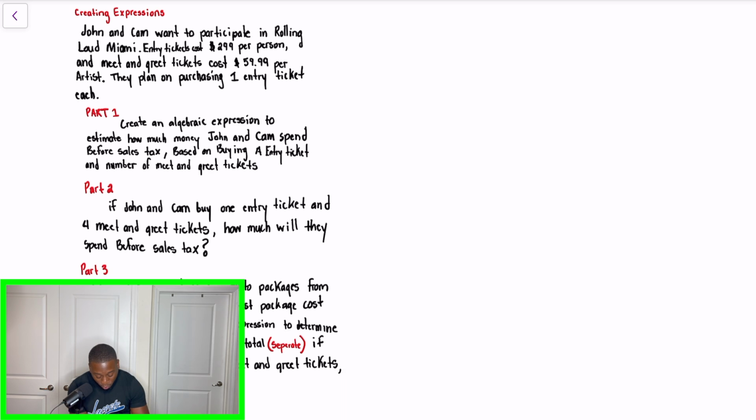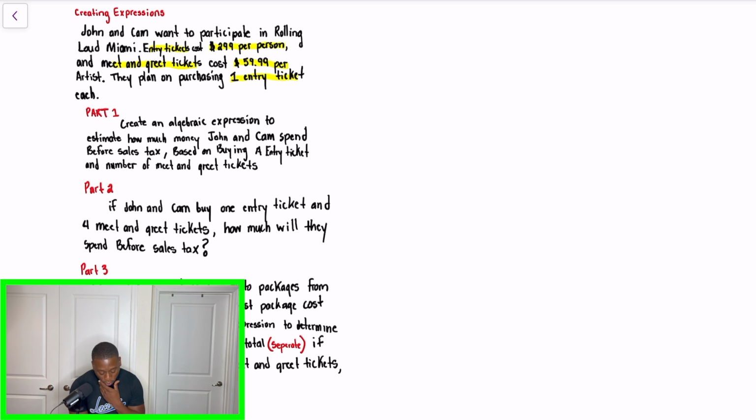Entry tickets cost $299 per person, and meet and greet tickets cost $59.99 per person, or per artist, I'm sorry. They plan on purchasing one entry ticket each. So let's just highlight those two costs. We know it's $299 per entry ticket, and meet and greet tickets are $59.99. They plan on purchasing one entry ticket. That's the basic information, so now we go into part 1.